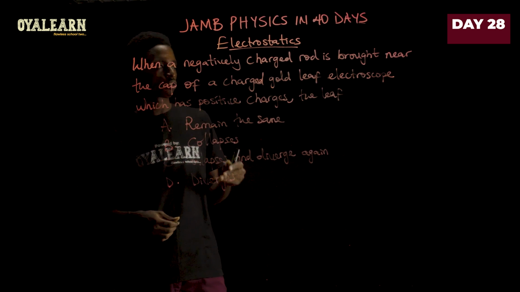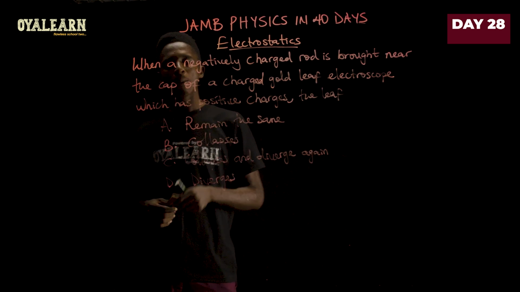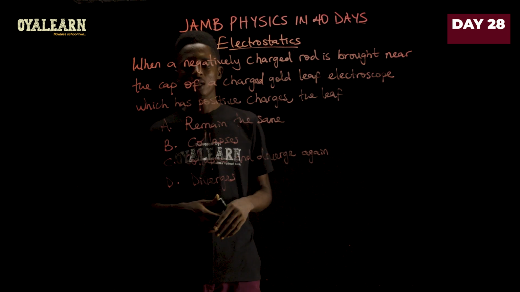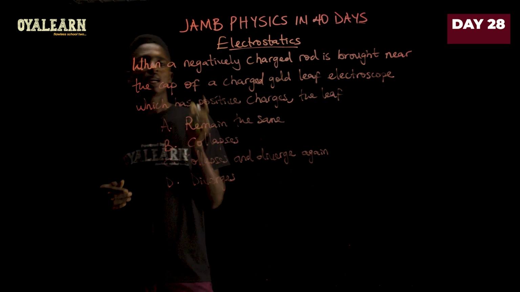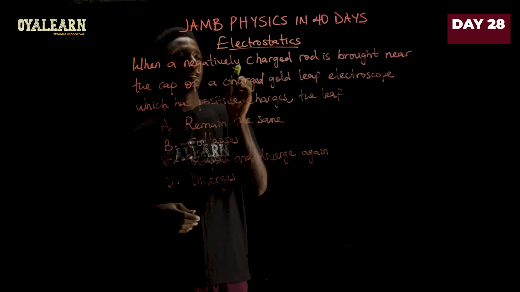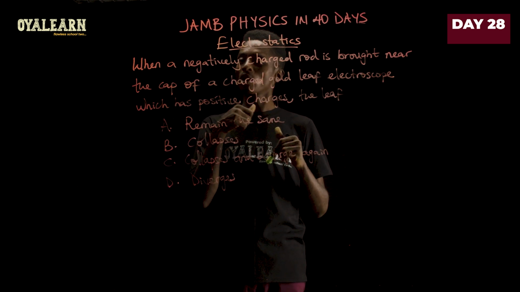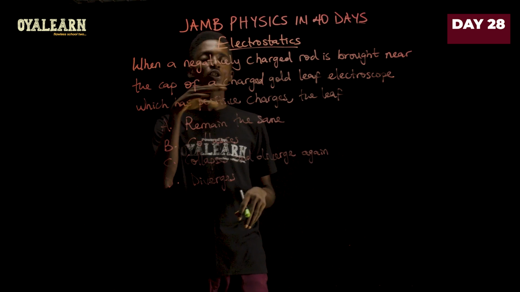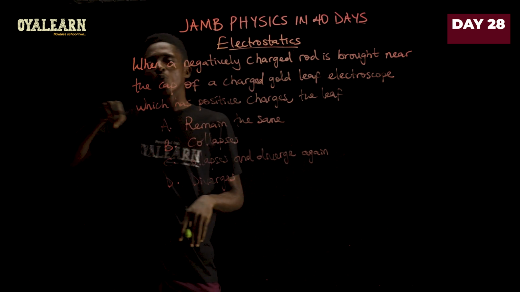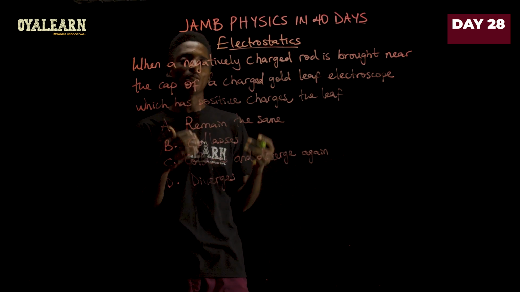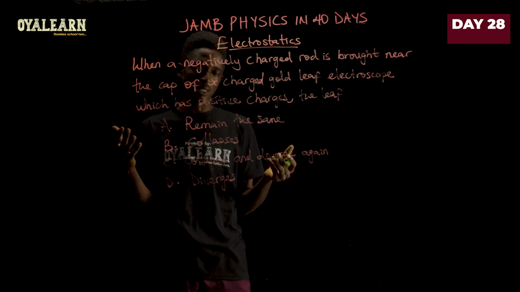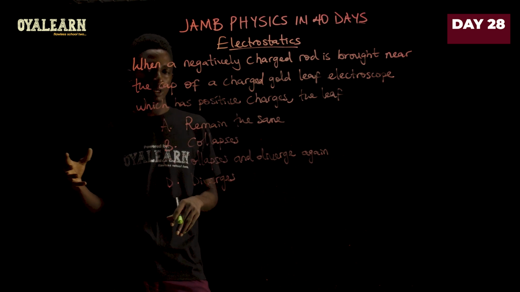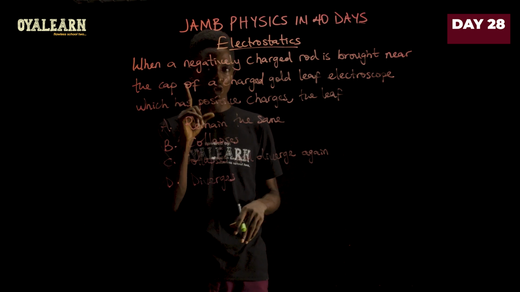When a negatively charged rod is brought near the cap of a charged gold leaf electroscope which has positive charges, the leaf, now this is what happens. Take note that in this question we are told that the rod is brought near. It does not actually come in contact with the cap, it is just brought near. So if the question had gone further to say that the rod was then removed later, what will happen is that the original positive charges will later redistribute themselves. But in this case we are only considering when it is brought near, not when it is taken away. So it helps us limit our answer to just one point.